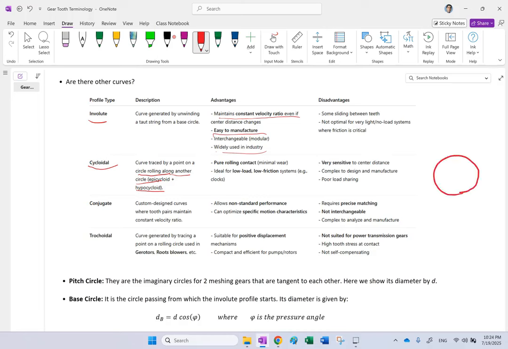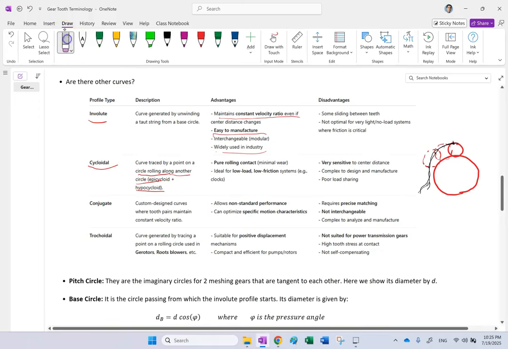So if you have a fixed big circle here, and you have a smaller circle there, and if you put a marker at one specific point on this small circle, when this guy starts to roll on the big one, it comes here, and then it creates this curve, right? This kind of curve that it is creating is called a cycloidal curve.